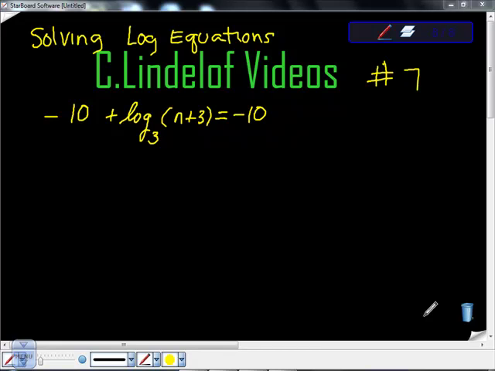Solving logarithmic equations, number 7. So here's the first one.